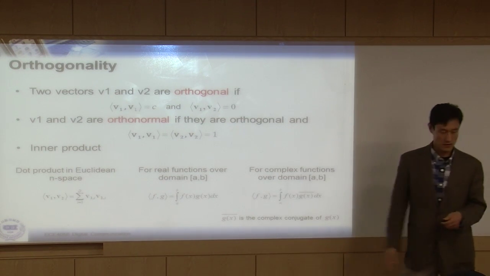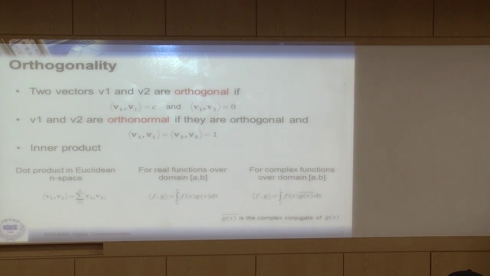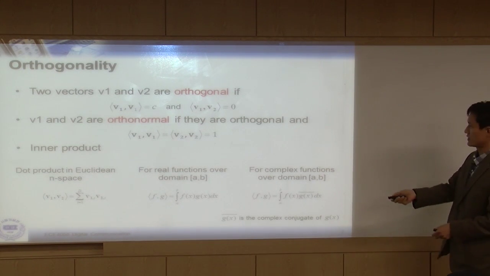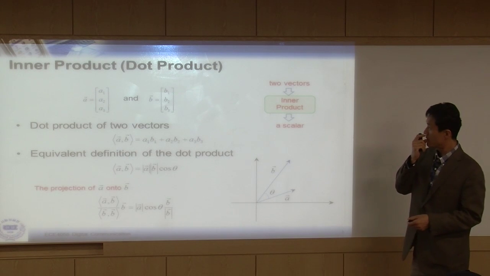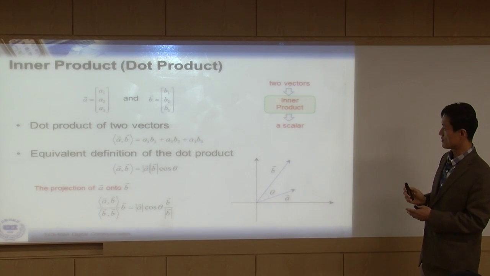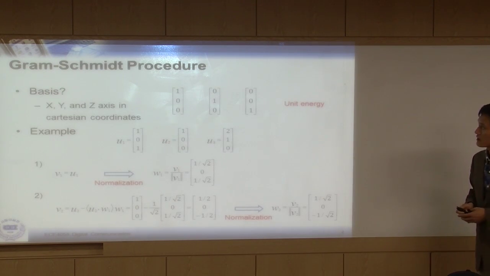So this is just the calculation of the dot product and correlation. And this is the inner product. So let's keep moving here.